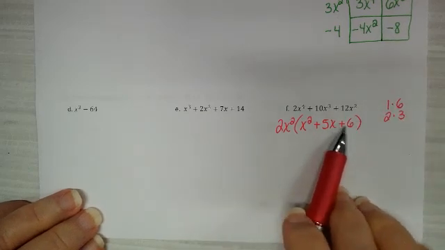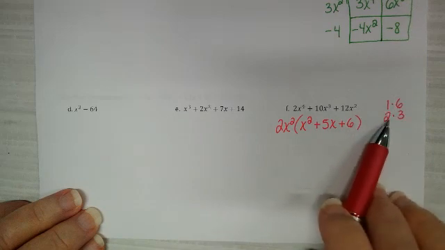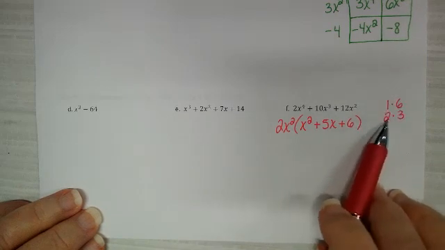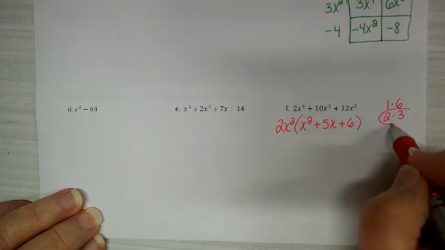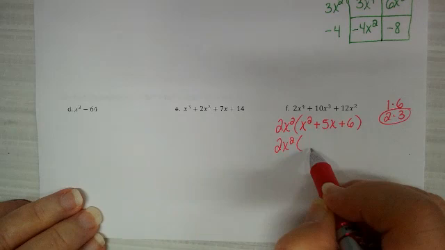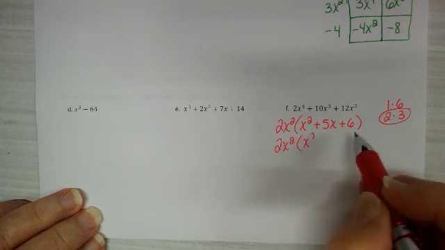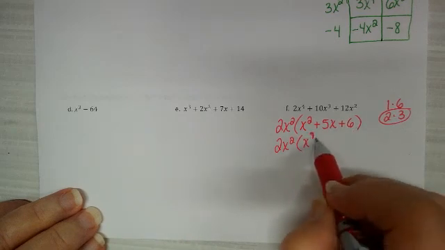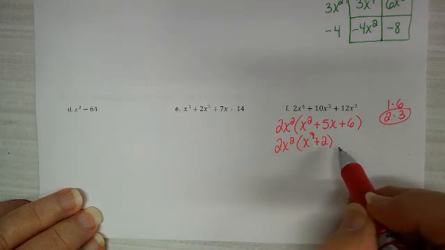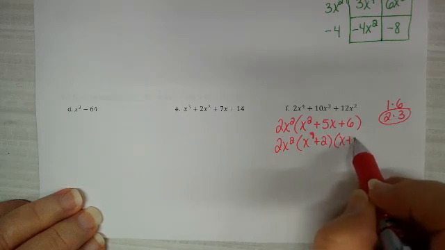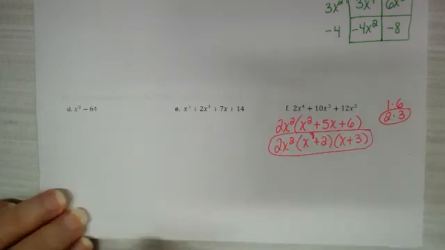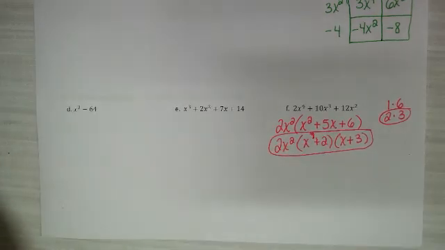Notice this is a positive 6, so they're going to be the same signs. If I add 1 and 6 together, I get 7. If I add 2 and 3 together, I get 5. So I'm going to use 2 and 3 this time. So x, plus 2, no, that is x plus 3, sorry. And there is my factored completely.